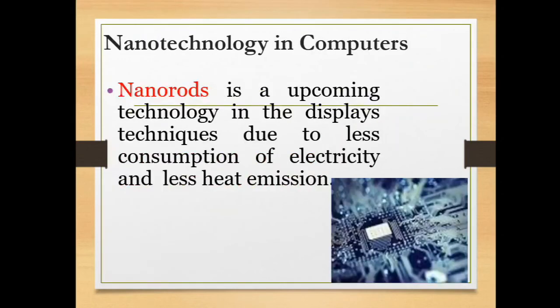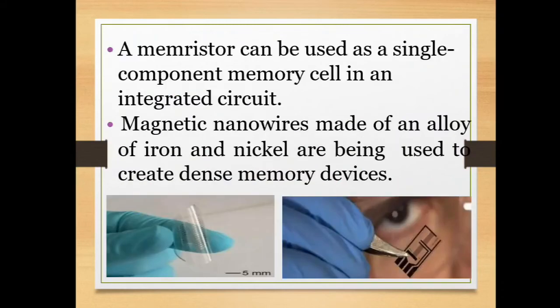Nanorods is an upcoming technology in the display techniques due to less consumption of electricity and less heat emission. Like what I have said a while back, size of the microprocessors are reduced to greater extent. A memory store can be used as a single component memory cell in an integrated circuit. Magnetic nanowires made of alloy of iron and nickel are being used to create dense memory devices.